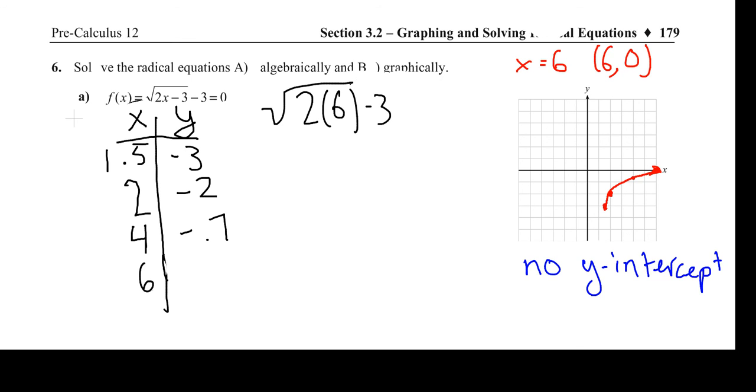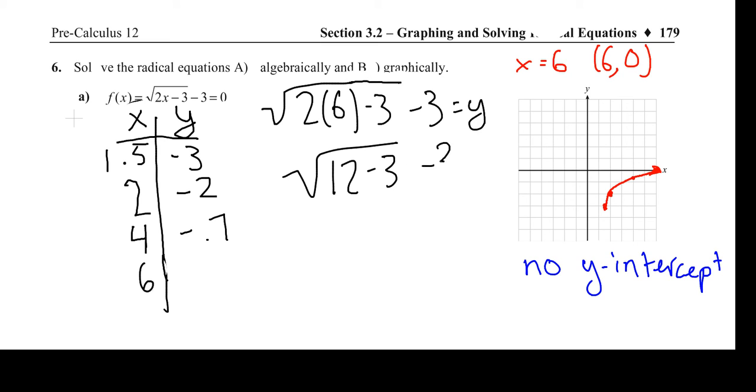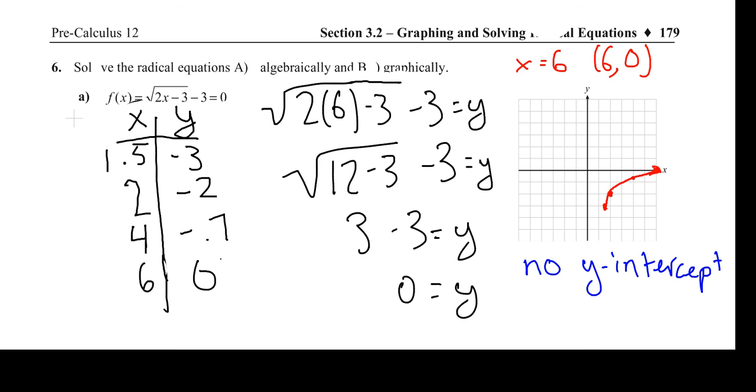So 2 times 6 minus 3 on the root sign, minus 3 is equal to what our y value will be. This is 12 minus 3, and then outside the root sign. So this is 9. 12 minus 3 is 9, and then the root of that is 3. Minus 3 is equal to y. So 0 is equal to y when 6 is x. So again, that was a bad 0.